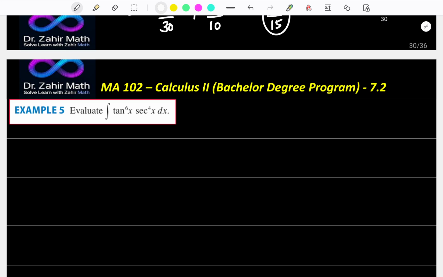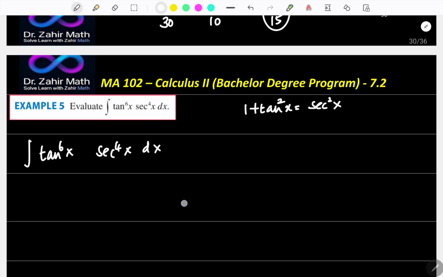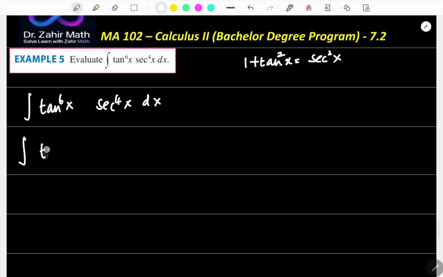Evaluate the integral of tan power 6x secant power 4x dx. Product of tan and secant. Right, it's so easy. Whenever tan and secant come, you have to remember 1 plus tan square x is equal to what? Secant square x, right? So how can we evaluate tan power 6x secant power 4x dx? Highest power do not touch, okay? Lowest power you touch. Secant power 4x, you write it as secant square x times secant square x dx.